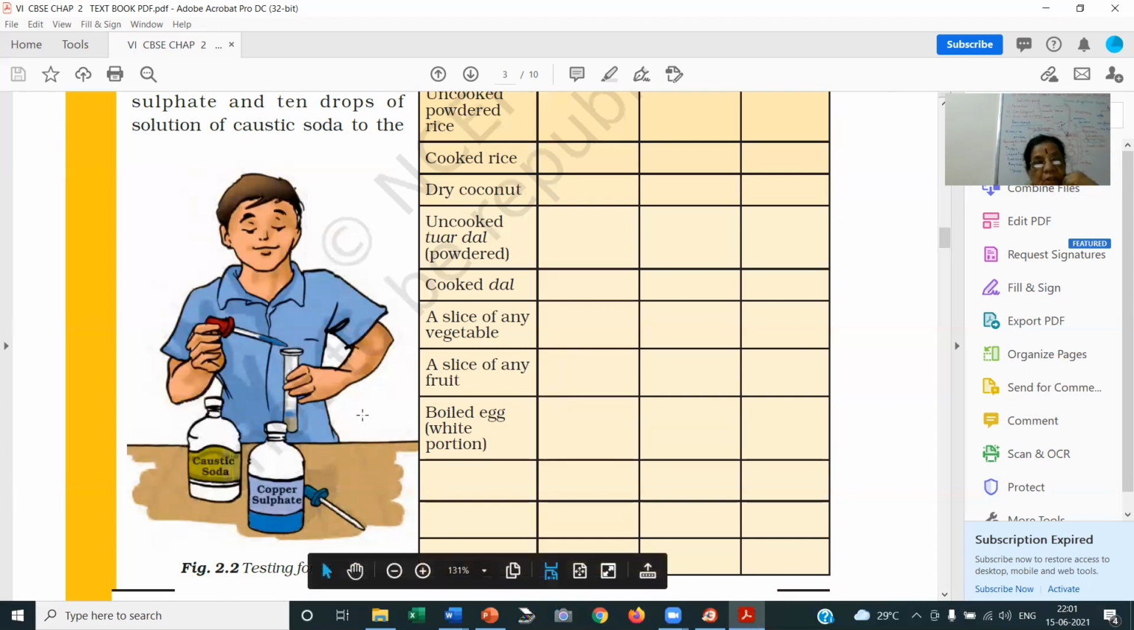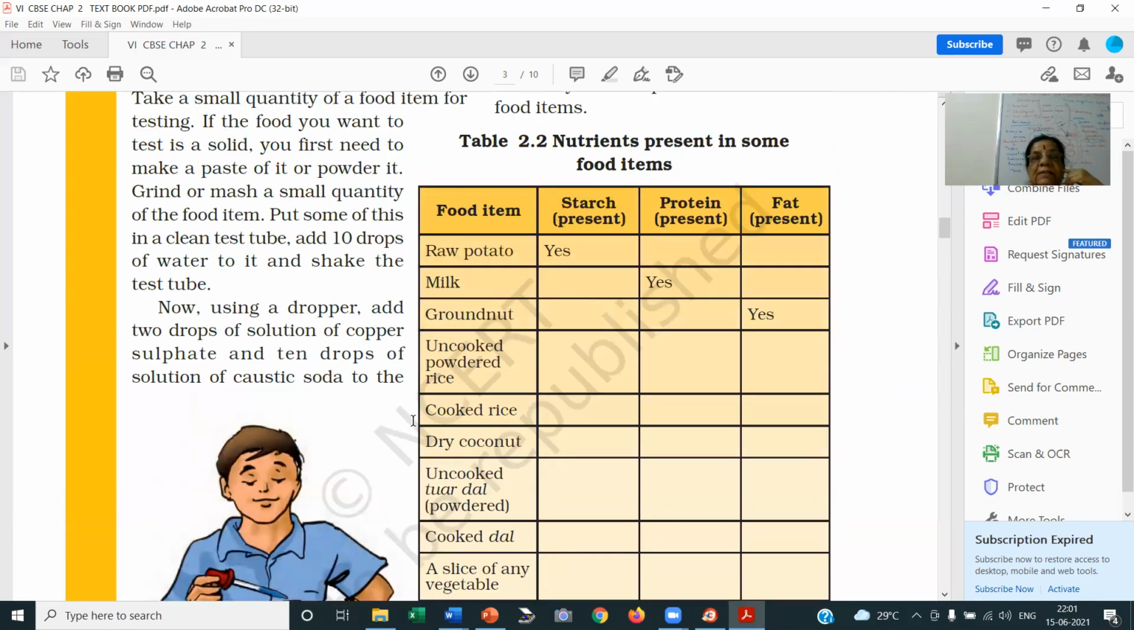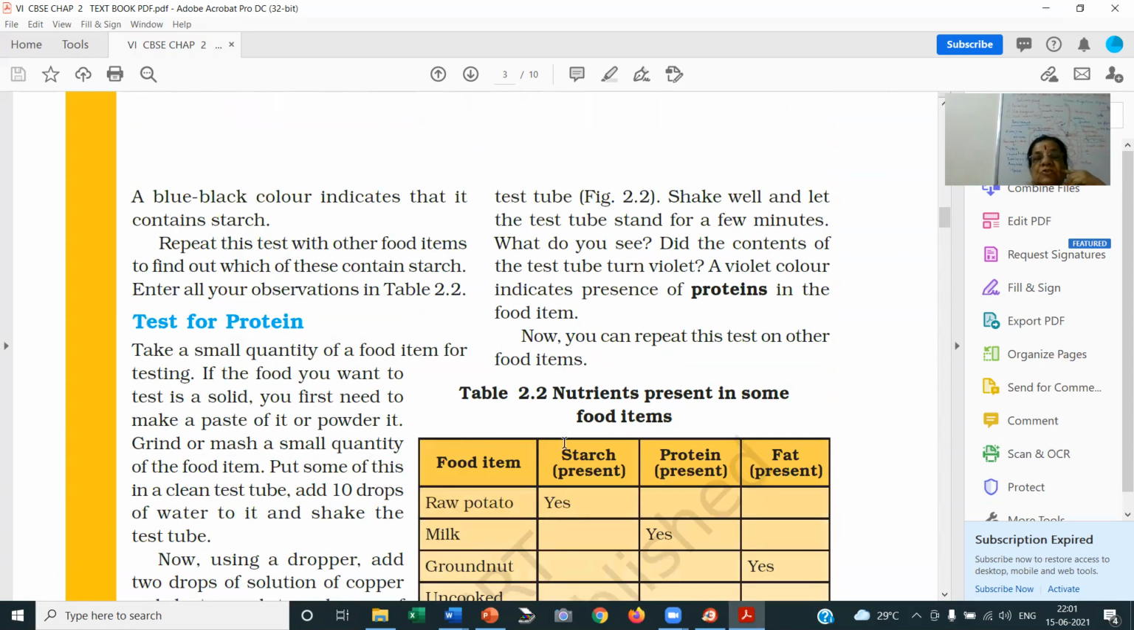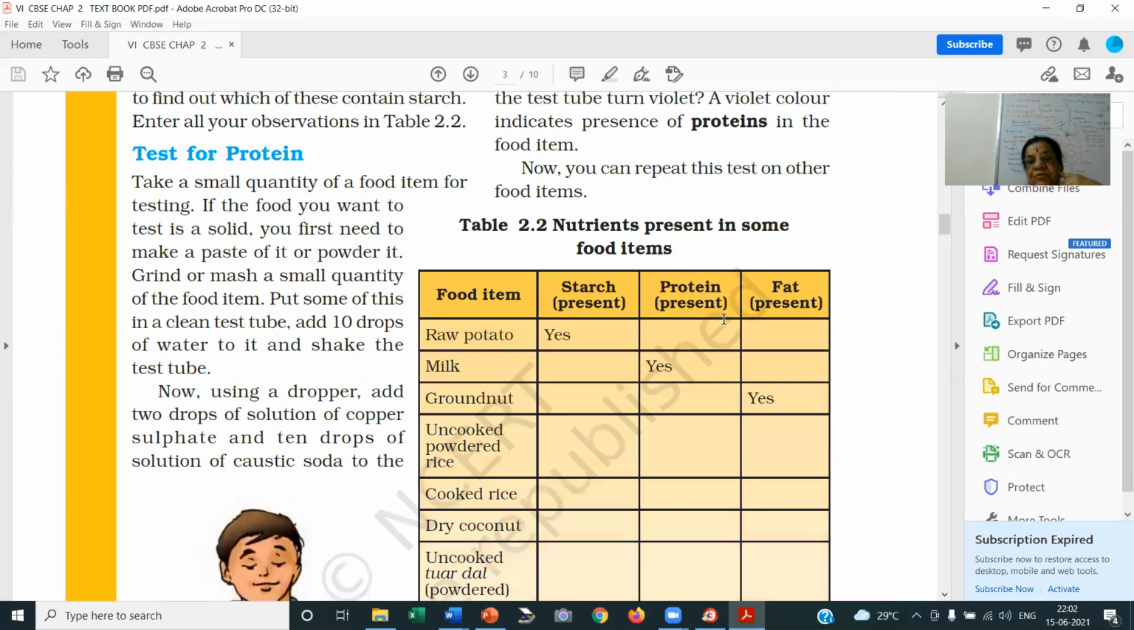So when copper sulfate is added along the sides of the test tube, it turns purple or violet color. Okay, so shake well and let the test tube stand for a few minutes. The content of the test tube turned violet. A violet color indicates the presence of protein in the food item. So egg white we can take, milk we can take.